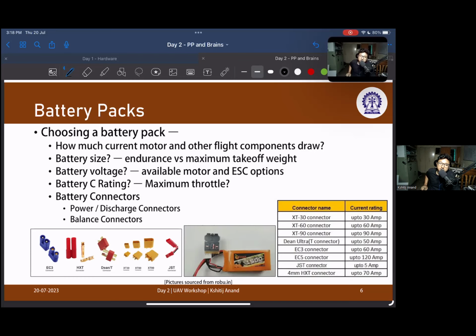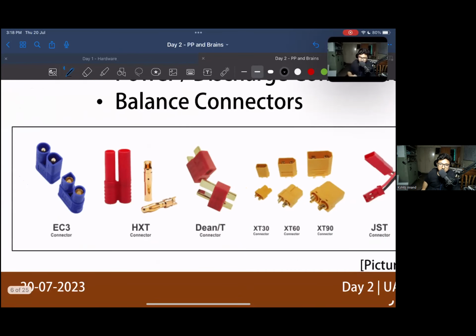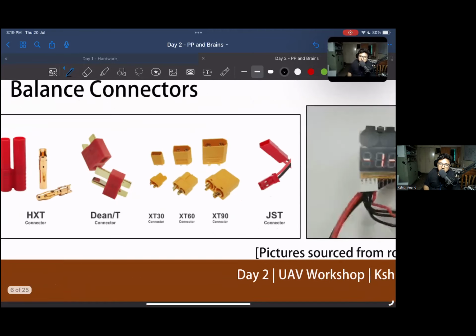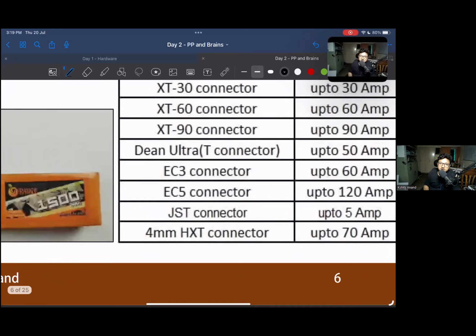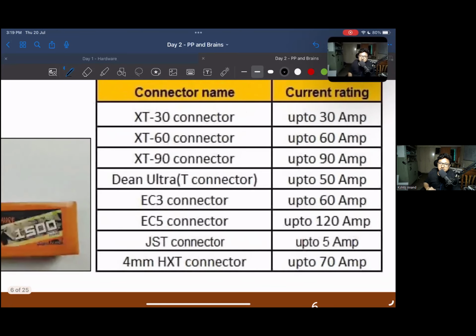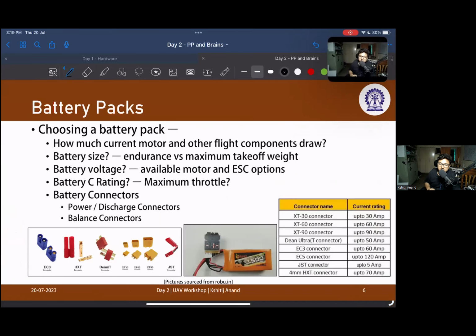And then what kind of battery connectors do you want? I have shown different types of battery connectors that are available in the market. These connectors have certain limits, so you have to operate these connectors within these limits.